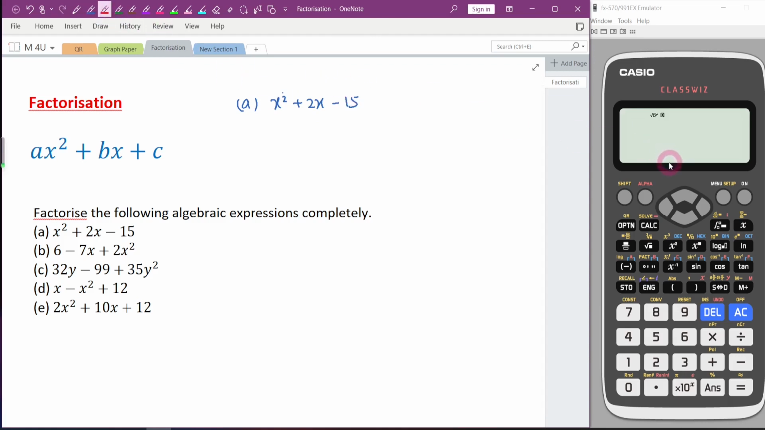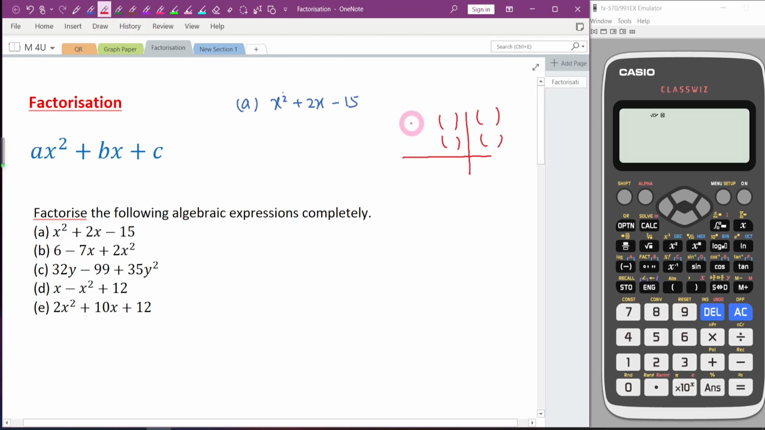We can actually use our calculator to help us do the factorization, but here I'm going to show you how to do it manually first. Draw a cross. We are going to fill in 6 numbers: 1, 2, 3, 4, 5, 6. Now let's look at these 2 terms first.